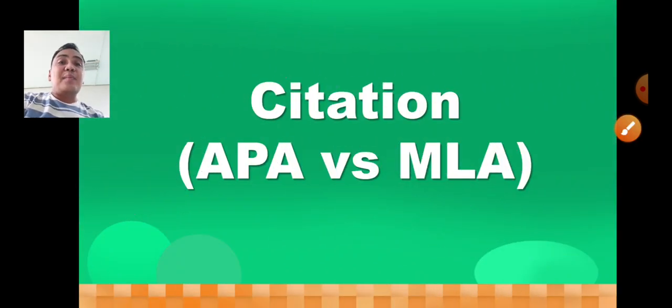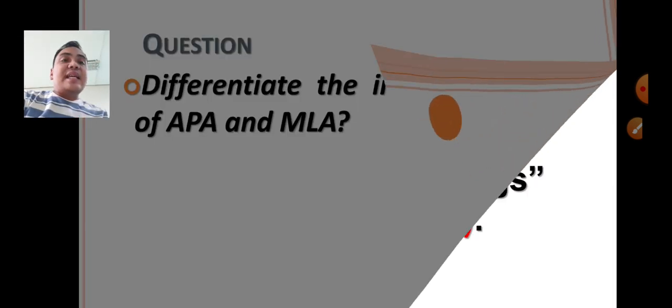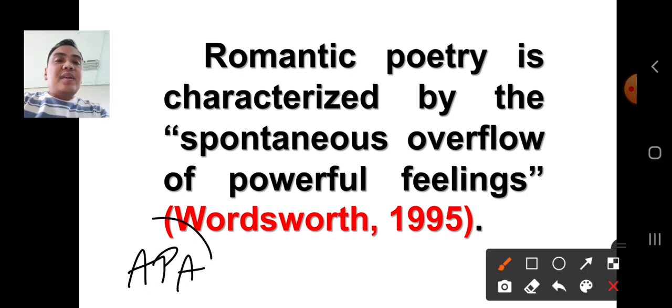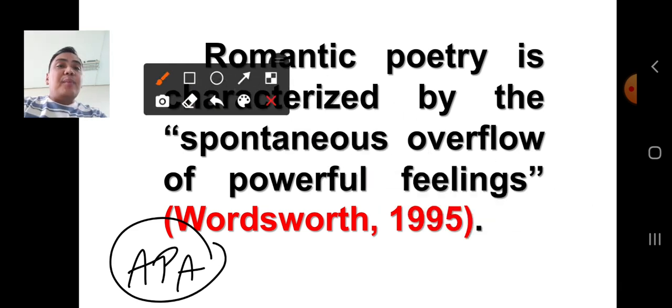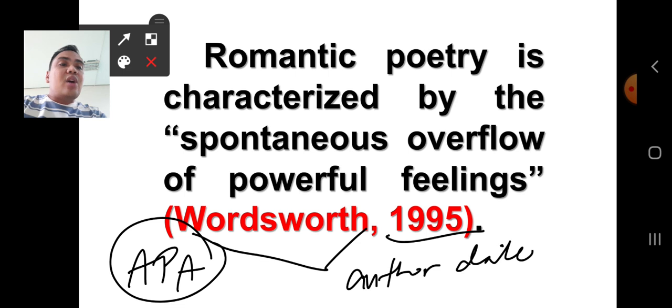And then for the last segment of our discussion, for the introductory part about referencing, specifically in-text citation, let's try to differentiate first the in-text citation between APA style and MLA style. So take a look with the example. Differentiate the in-text citation for both writing styles. So the first one is an example of APA style. So what can you say about the format? What are the two components? Wordsworth refers to author, and then 1995 refers the date of publication, or let's say the date when the study was conducted by Wordsworth. So this is an example of APA style.